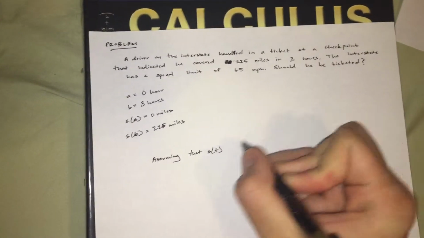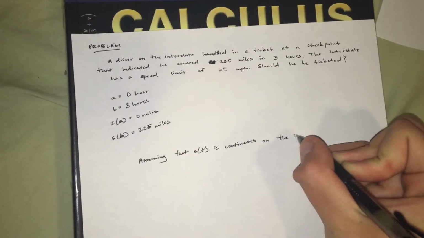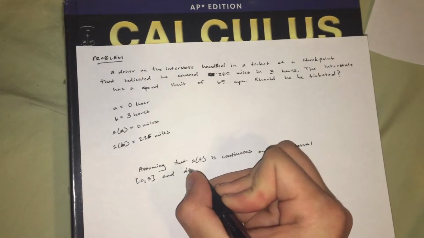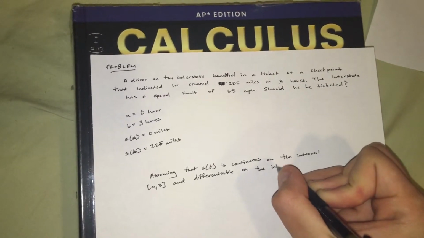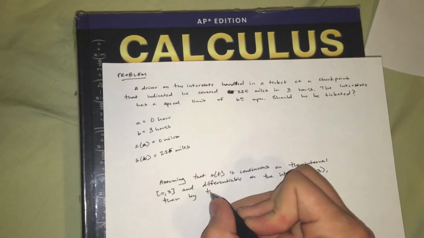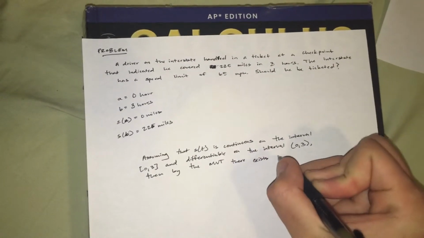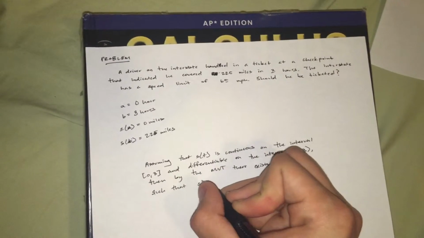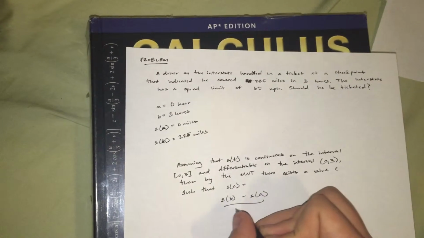that S of t is continuous on the interval 0 to 3 and differentiable on the interval 0 to 3, then by the mean value theorem there exists a value C such that S prime of C equals S of B minus S of A over B minus A.